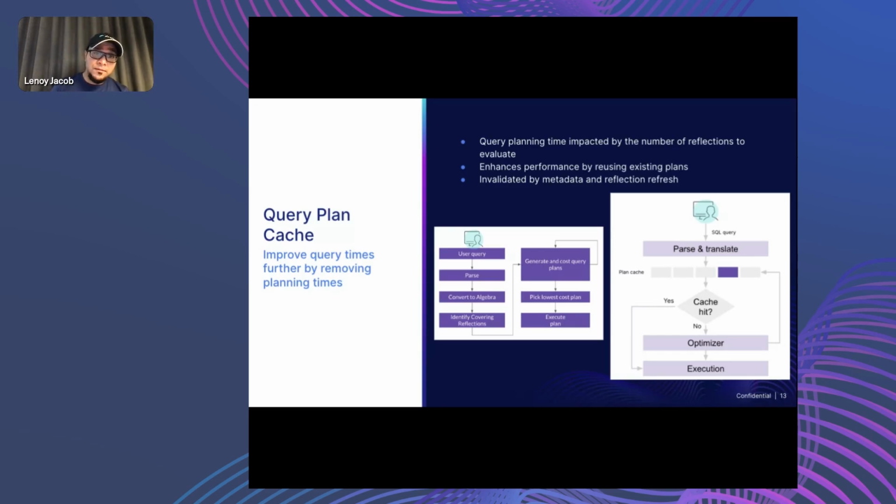In the query profile of a job, you will be notified if the query plan was taken from the query plan cache or not. So you can identify whether queries are using it or not.